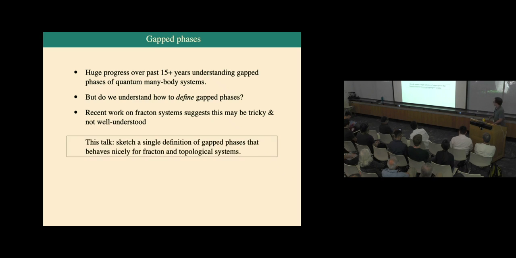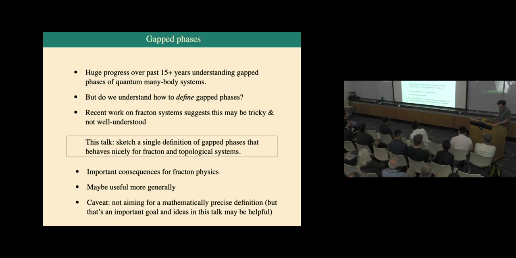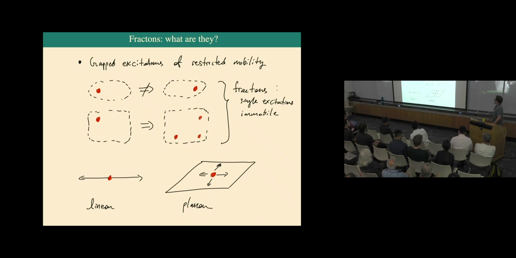And what I want to do in this talk is sketch a single definition of gap phases that behaves nicely both for fracton systems and topological phases. And I would say that I used to believe this was not possible, and I think that was the consensus in the field. So there are important consequences, I think, for fracton physics, and I think there's a good chance that this could be useful more generally. And as I said, I'm not aiming for mathematical precision.